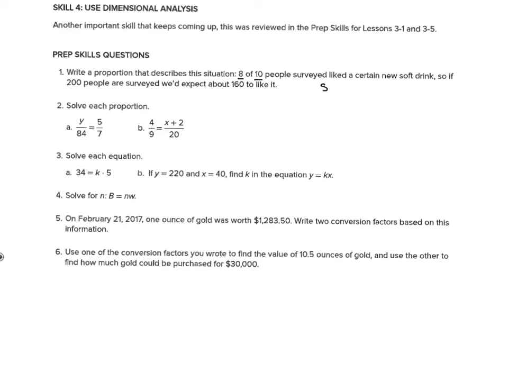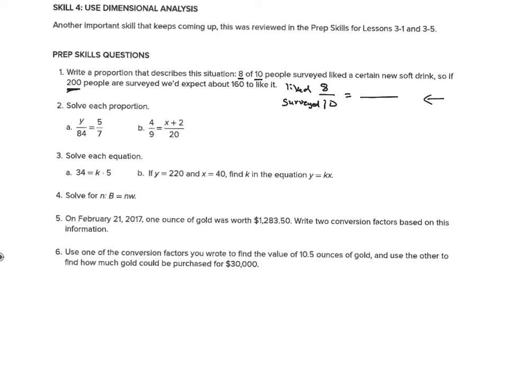So I will write my first ratio. Again, this is how many people liked it, and this is how many people were surveyed. Okay, so if 200 people were surveyed, well, in our proportion with our other ratio, where would that 200 go? So pause the video and I'll let you set up this ratio over here.